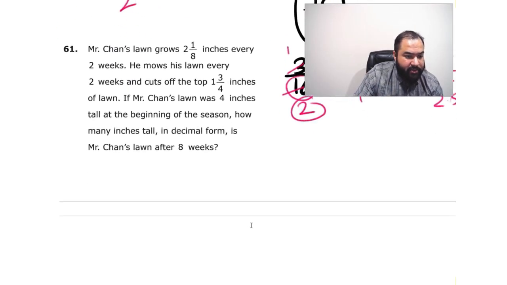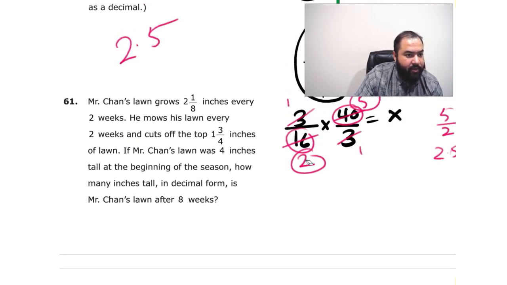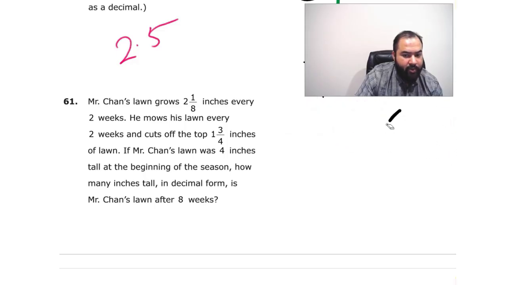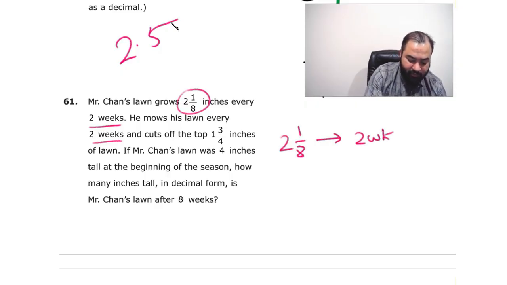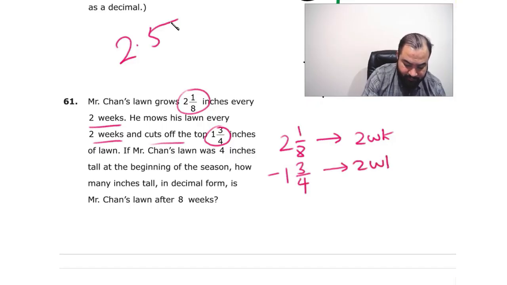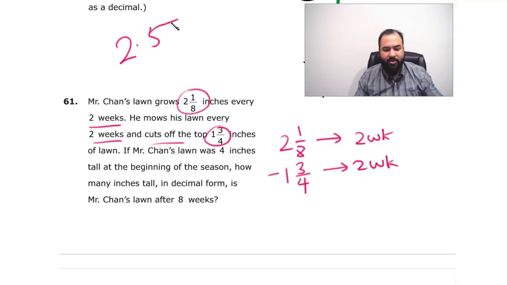Alright, let's do another question. This one is a very interesting one. Mr. Chan's lawn grows 2 and 1/8 inches every day. Okay, every 2 weeks, sorry. So 2 and 1/8 inches every 2 weeks it grows. He mows his lawn every 2 weeks and cuts off 1 3/4. So he cuts off, means he minus 1 3/4. So at the end of 2 weeks, let's see how much it grows. It grows by 2 and 1/8, but after the cutting, let's see how much it remains.